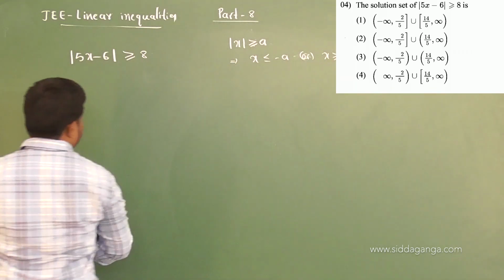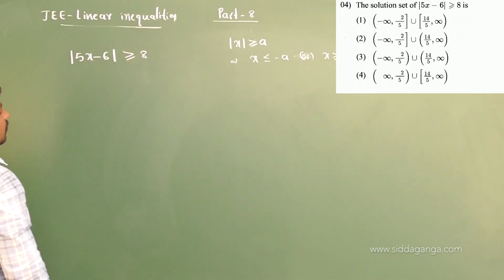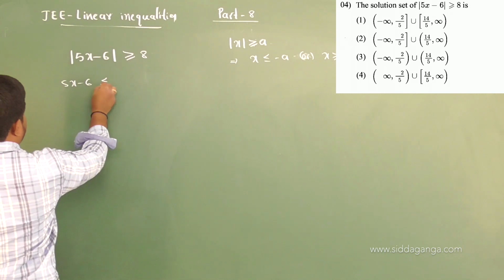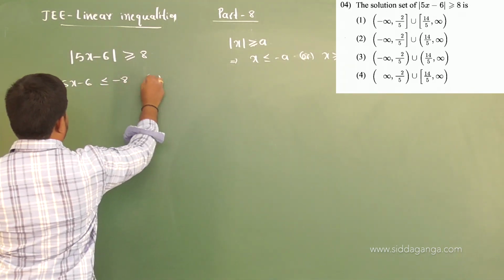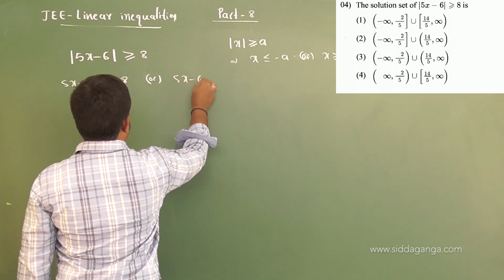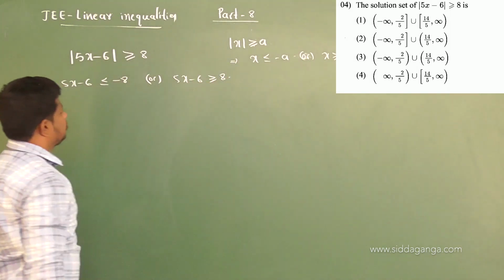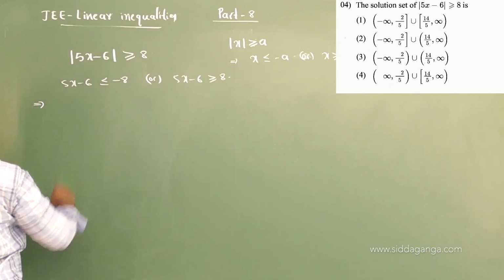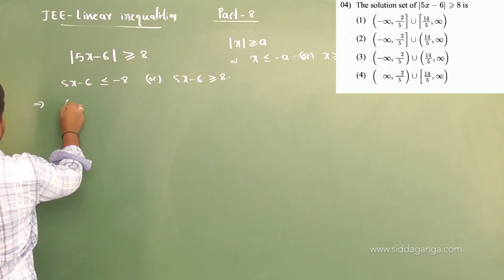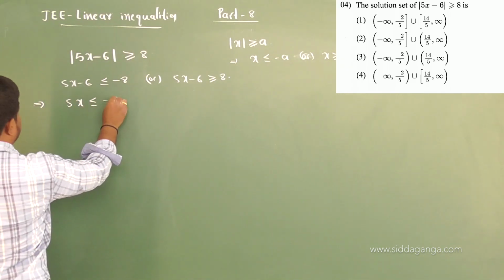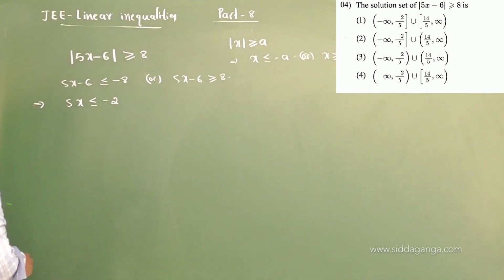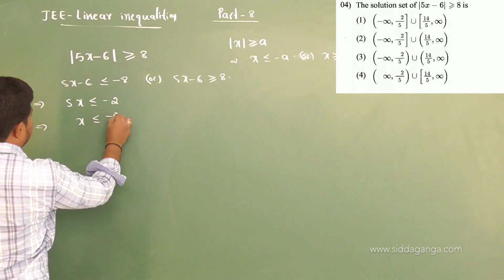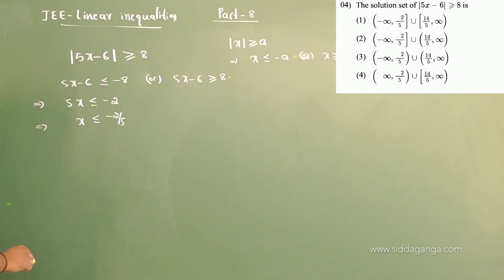Using this result, here a is 8, right? I can write 5x minus 6 is less than or equal to minus 8, or 5x minus 6 is greater than or equal to plus 8. Okay, now let me solve this. Here I am adding plus 6 on both sides. So you get 5x is less than or equal to minus 8 plus 6. By dividing by 5, x is less than or equal to minus 2 by 5.